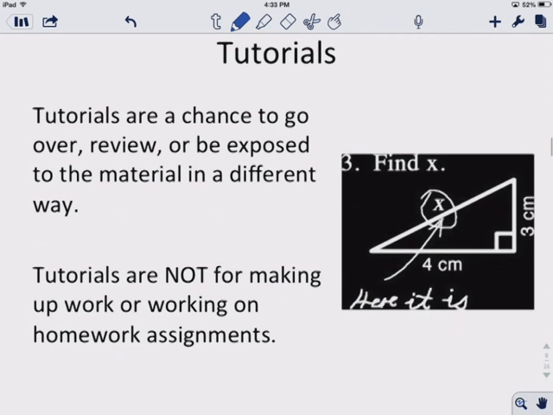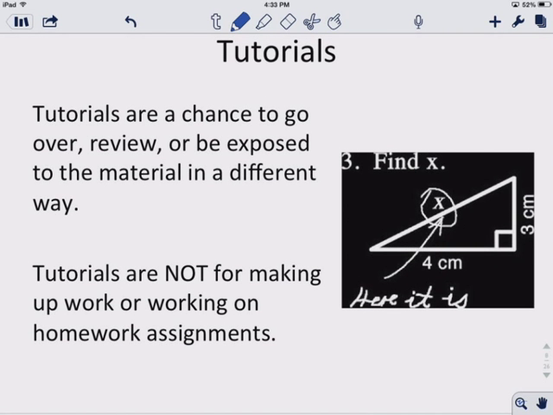Now, we do have tutorials, and the tutorial schedule will be posted on our website. We'll also give you a class set so that you can keep it in your binder, and there'll be class posters posted all around the chemistry halls that have the entire tutorial schedule for the entire chemistry department. And tutorials are a chance to go over, review, and be exposed to different materials in a different way.